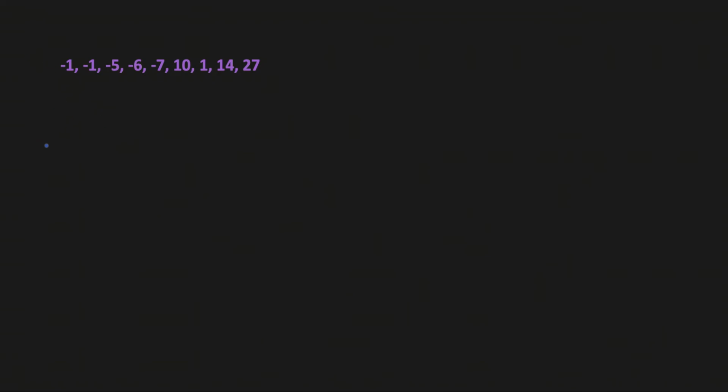So first we'll start with arranging or ordering the given data set. So this would be minus 7, minus 6, starting from the smallest to the largest. So minus 7, minus 6, minus 5, minus 1, minus 1, 1, 10, 14, and then 27. So we have in total 1, 2, 3, 4, 5, 6, 7, 8, 9 numbers again.